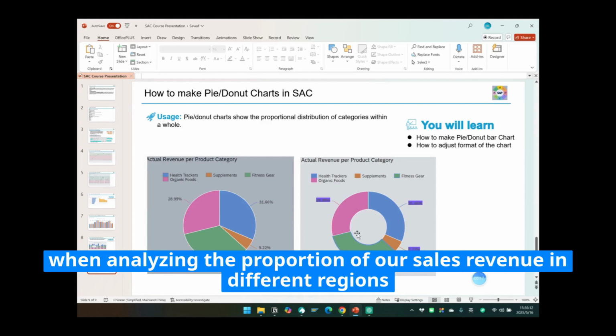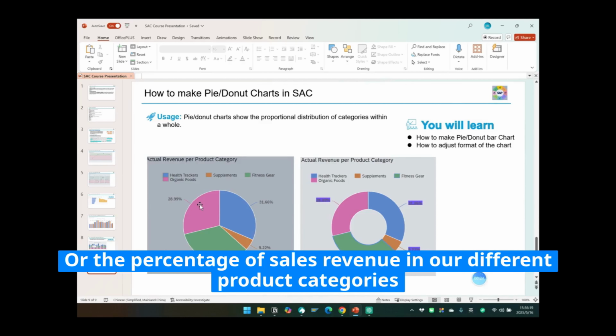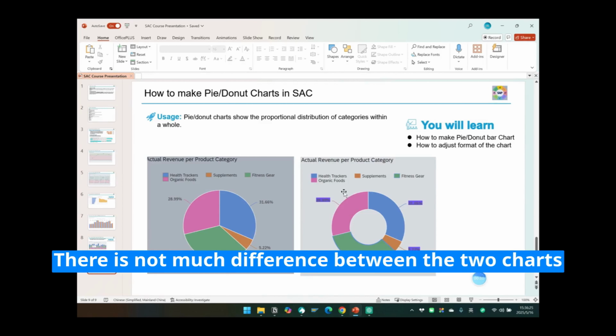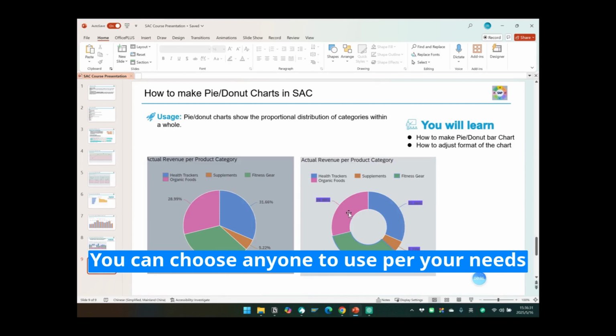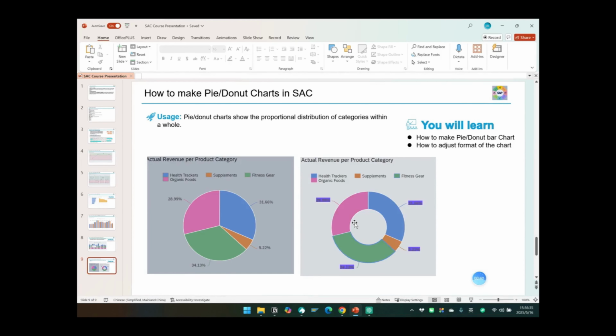For example, when analyzing the proportion of our sales revenue in different regions, or the percentage of sales revenue in our different product categories. There is not much difference between the two charts in your real project. You can choose any one to use per your needs. Now I will show you how to make these two charts.